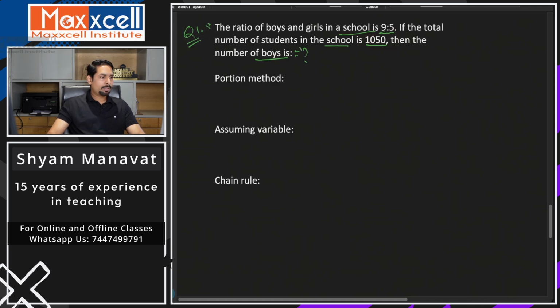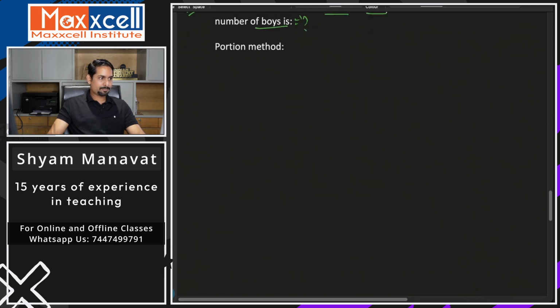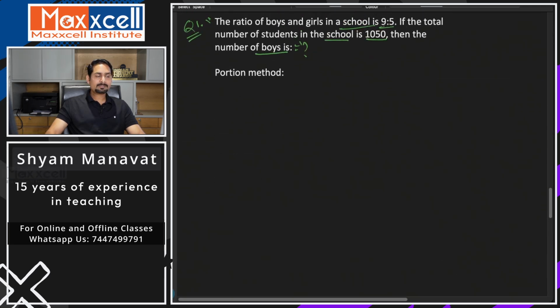Okay. Now I will solve this question by using the portion method. Now there is no name mentioned in the book for the portion method. I have named it portion method. You can name it something else also, it depends on you. Okay, but as I said, it will be good if we all use the common term.